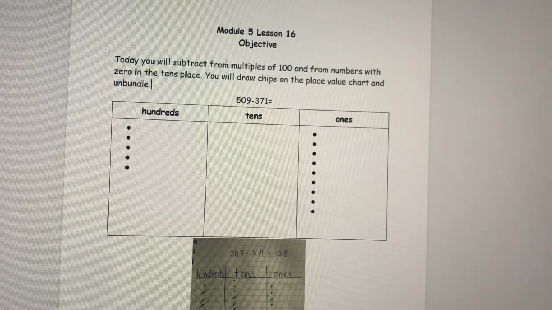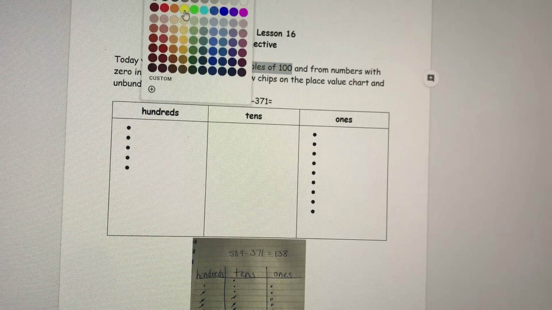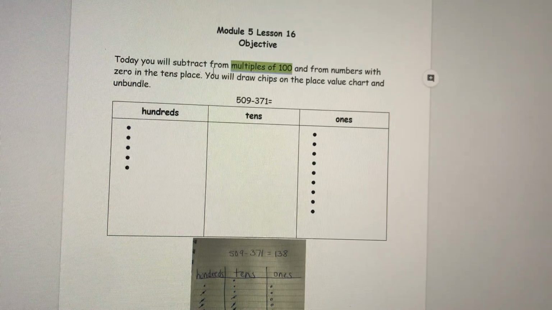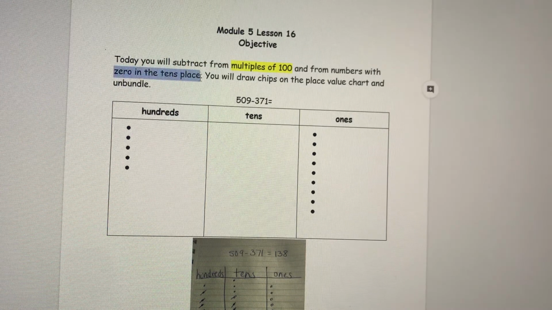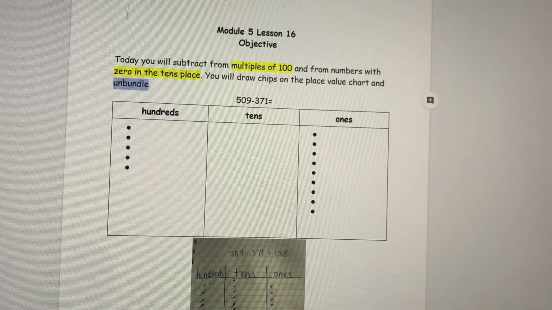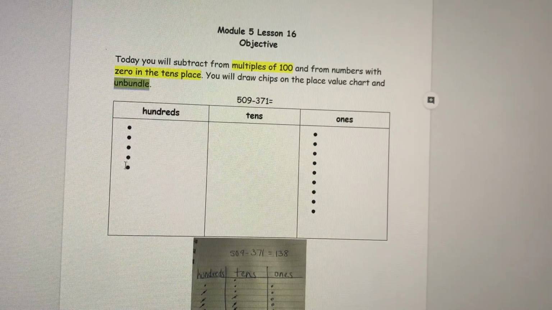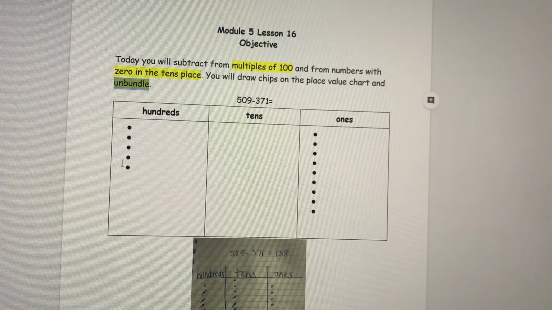So I'll start with multiples of 100, meaning that you are going to have numbers in the hundreds. So 100, 200, 300, 400, 500, 600, 700, 800, 900. You will have a zero in the tens place, which is why you're going to have to unbundle. So unbundling means that you don't have enough tens. So you must take a 100 and cross it out and turn it into 10 tens in the drawing.